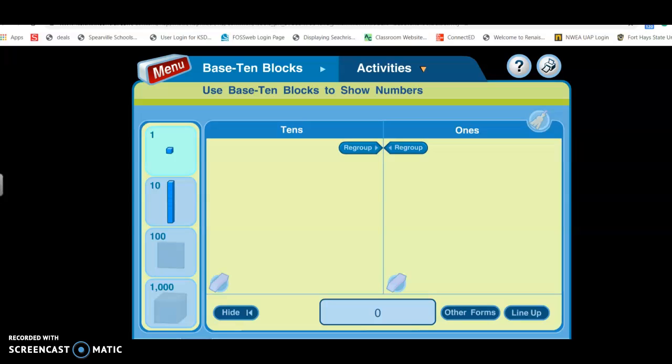So on your papers, here's the story problem. Are you ready? Kara has 47 stickers. She buys 20 more stickers. How many stickers does she have now? How can you draw a quick picture to model this problem?